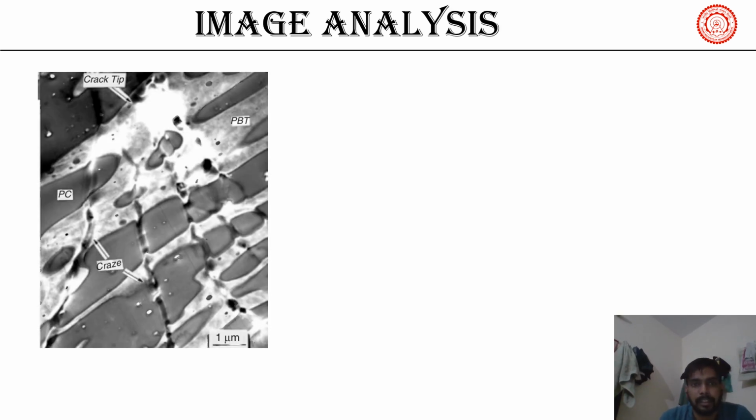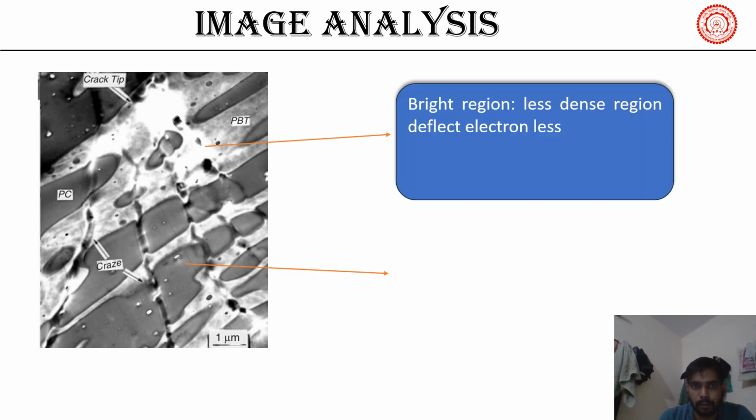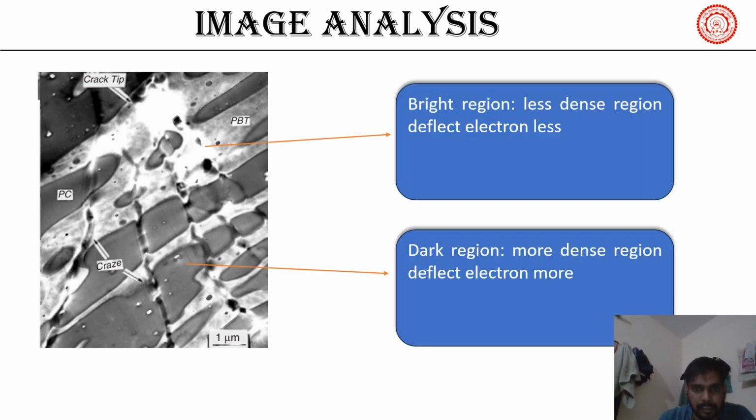Now, this is an image we have got from the transmission electron microscope. There are two regions. One is a bright region, and the second one is a dark region. In the bright region there is a less dense region, so from this portion the electrons deflect less, so we get a bright region. In the dark region there is a more dense region and the electrons deflect more, so that's why in that particular region of the sample we get dark images.